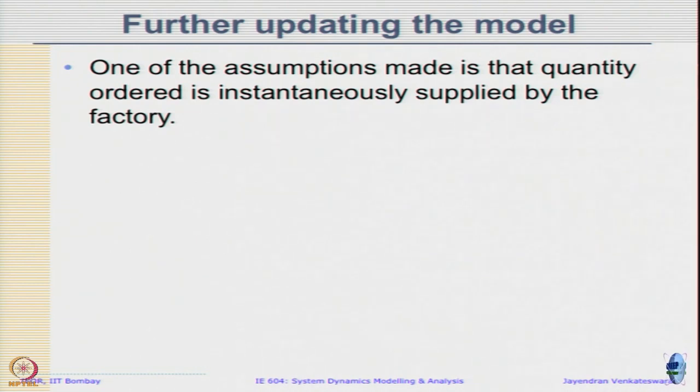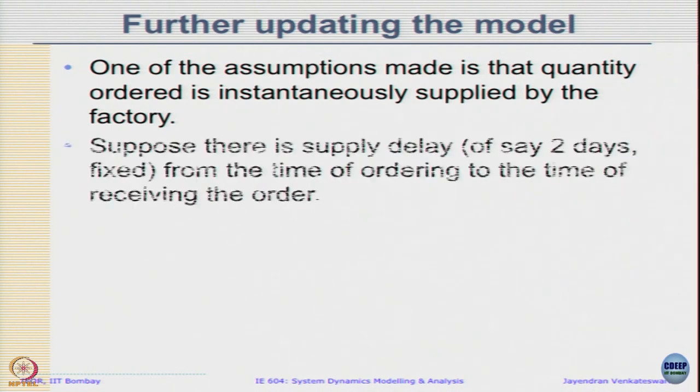Now let us introduce and see what will happen to the dynamics when we explicitly account for this supply delay. Suppose there is a supply delay of say 2 days, a fixed delay, from the time of ordering to the time of receiving the order. Now let us update our model to represent this. How will we do that? What do we need to introduce? Variable, flow, stocks, what do you want to introduce? One of the simplest is, whenever there is such a physical flow or flow of information, it is good to start explicitly capturing it.